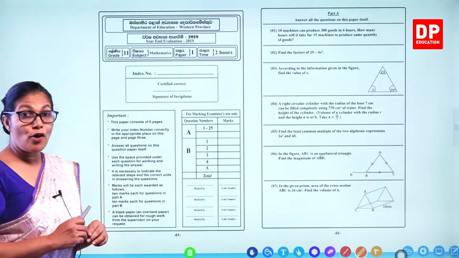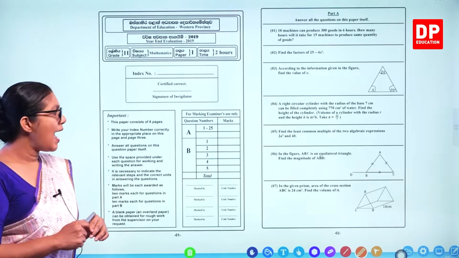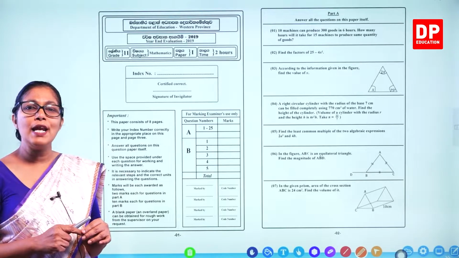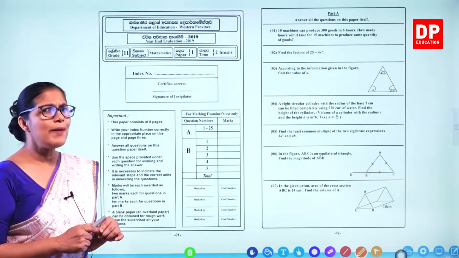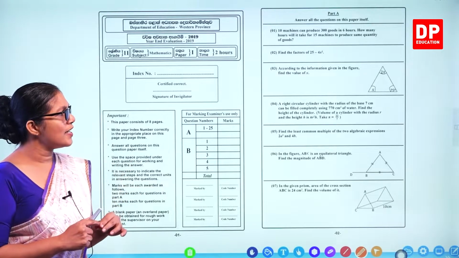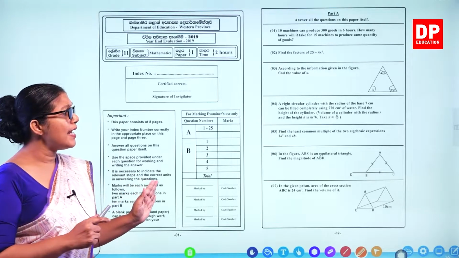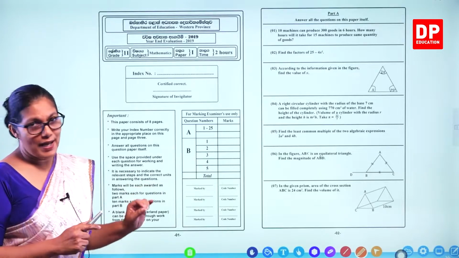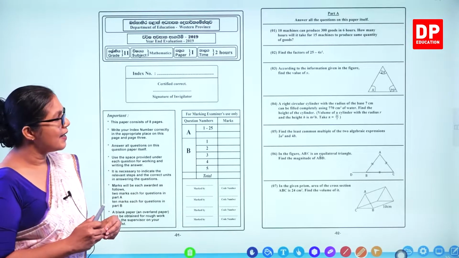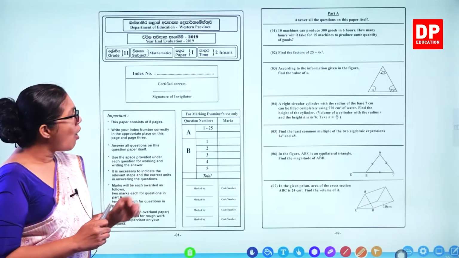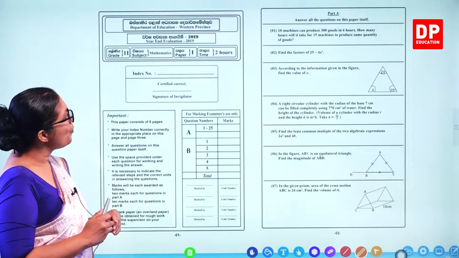And what about marks? 2 marks for each question in part A and 10 marks for each question in part B. And when it comes to the time, how many minutes you can spend for each question? Maximum 2 minutes and 24 seconds. So try to complete within 2 minutes and then last 10 minutes you can check your answers again. And for long questions you can spend 12 minutes. So let's do paper 1.